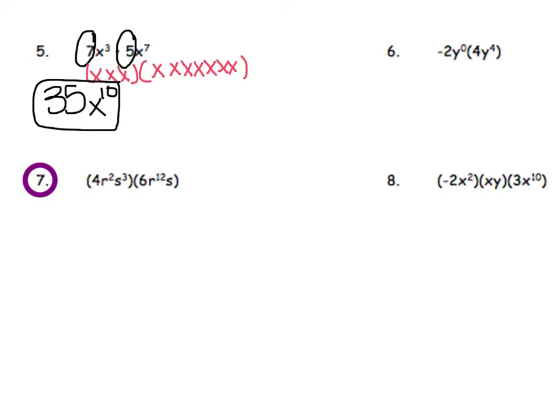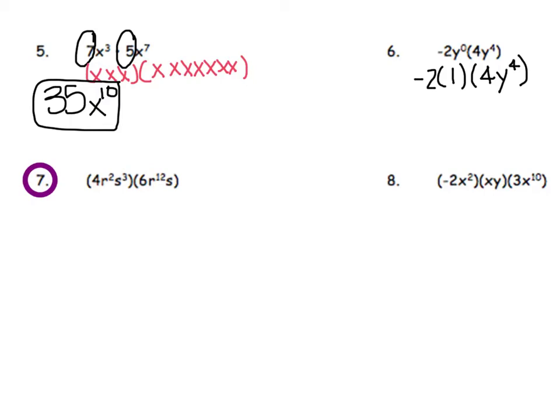Number 6. I do notice one special thing. I see y to the 0 power. Remember the rule. If you see anything to the 0 power, it always becomes the number 1. So basically it's saying negative 2 times 1 times 4y to the 4th.